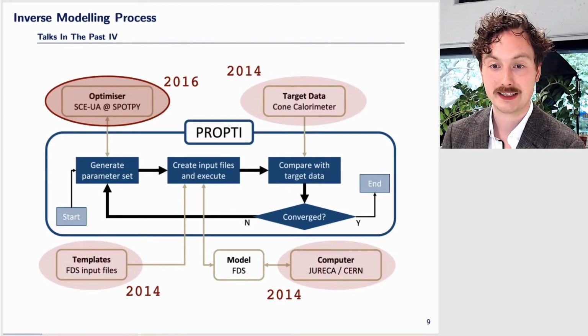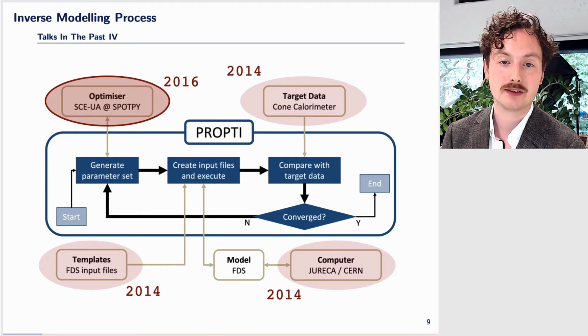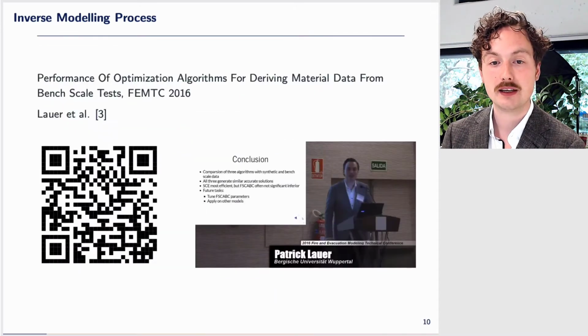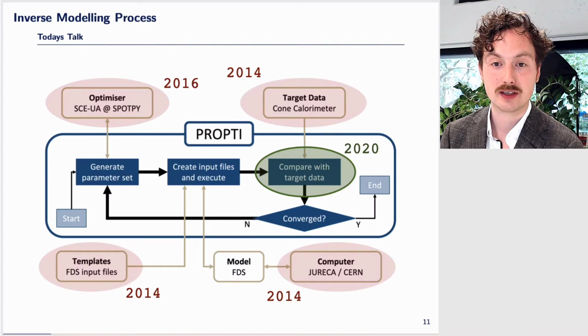Two years later, we went into detail on the used optimization algorithms that generate the input parameters in a smart way so you don't have to test the whole parameter space randomly. It was me at the FEMTC 2016 in Spain that talked about the performance of optimization algorithms for deriving material data from bench scale tests. Today, in 2020, we want to give you some insights into the cost function, the main part that compares the experimental results and the model response.